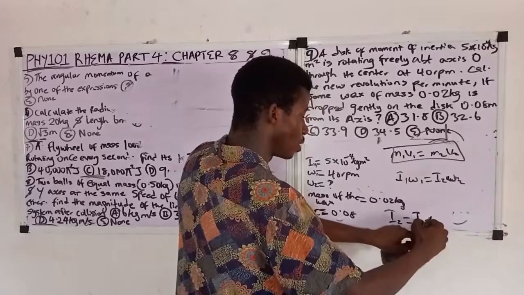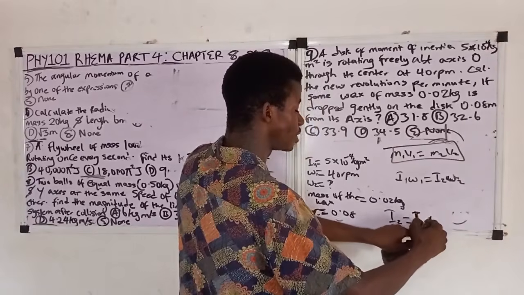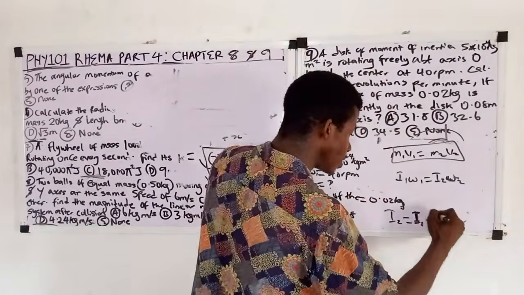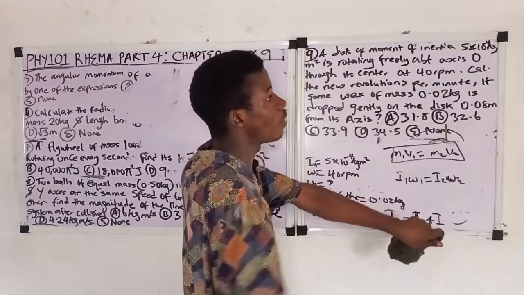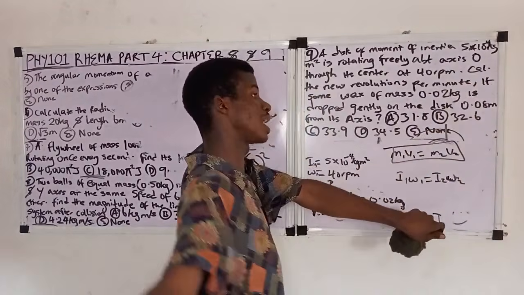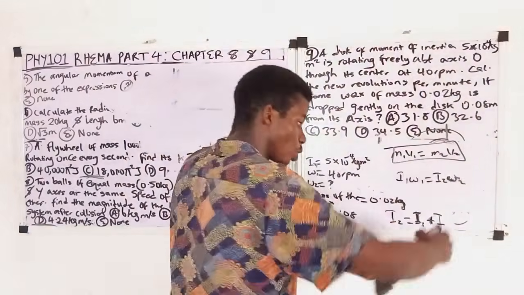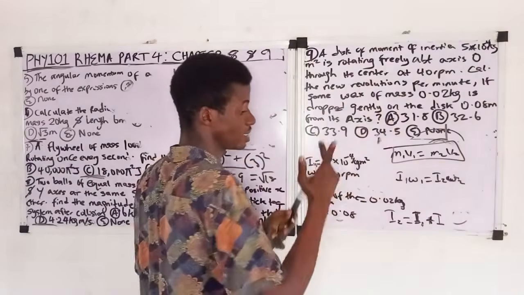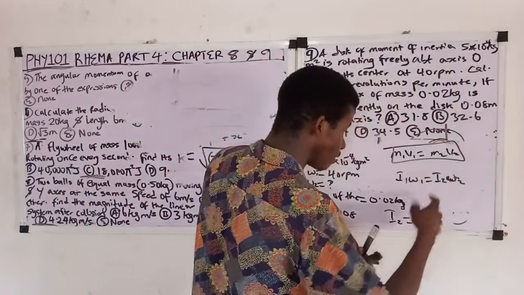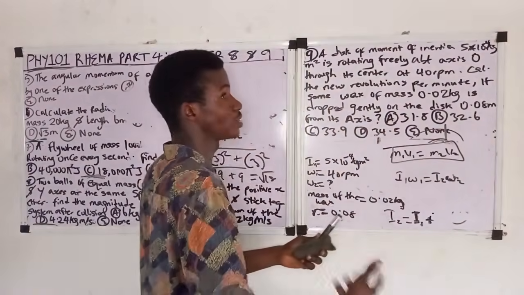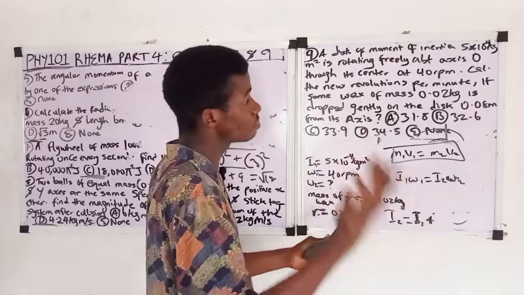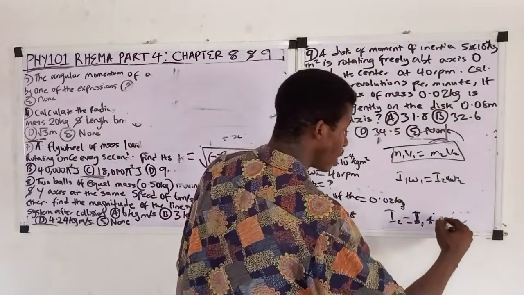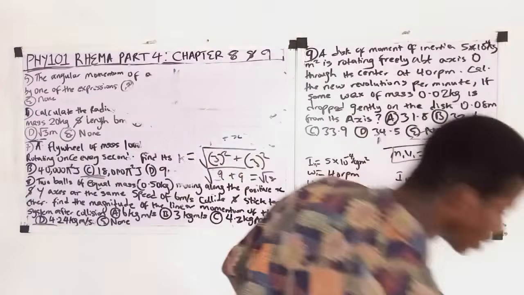This is the initial moment of inertia of the disk, right? Then plus the moment of inertia of the wax that was dropped. Since wax was dropped, the moment of inertia will increase. So plus the moment of inertia caused by the wax being dropped, which is plus m r squared.